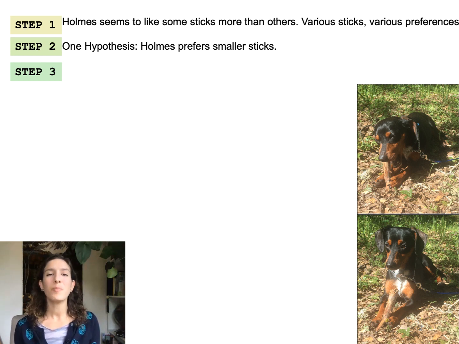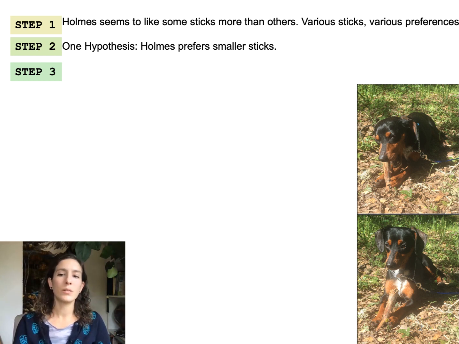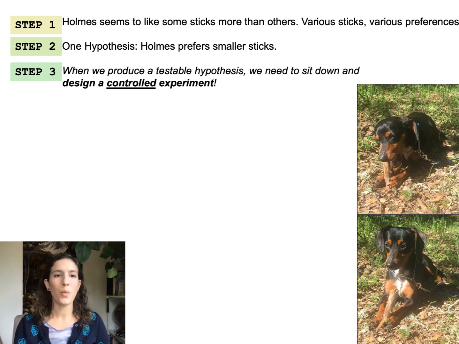So no, everything that we need to compare regarding Holmes's preference of stick needs to be in the exact same environment. We have to have many replicates. And we have to have nice comparable groups. So, in other words, when we produce a testable hypothesis, we need to calm down, sit down and design a controlled experiment. That is going to be most of the point of today's talk.